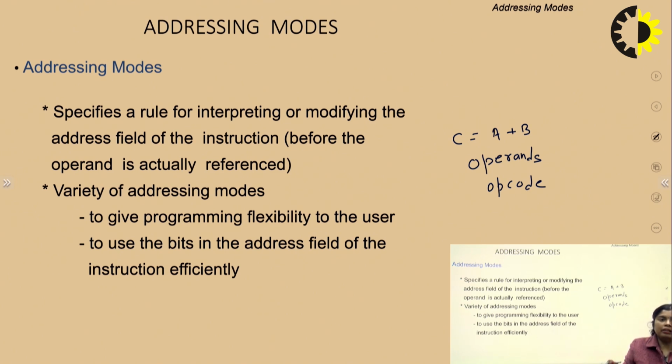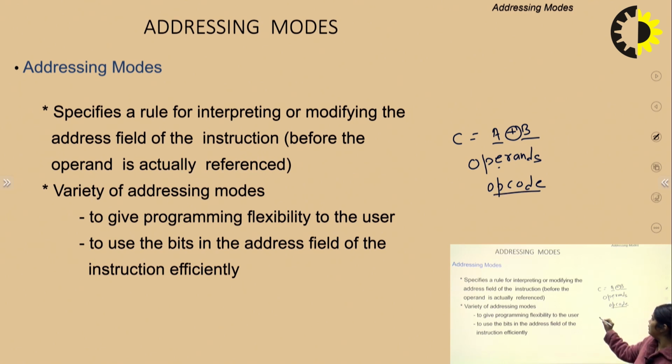Operands are the variables on which you are going to perform an operation, and the opcode is whatever operation you are going to perform. Here A and B are the operands because you are performing addition on these variables, and the operation you perform, the plus sign, is the opcode.